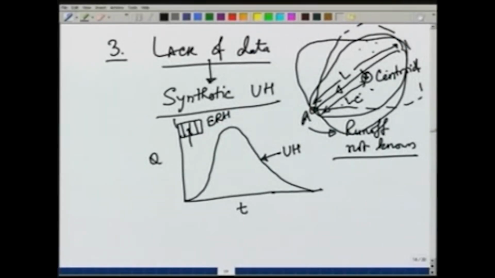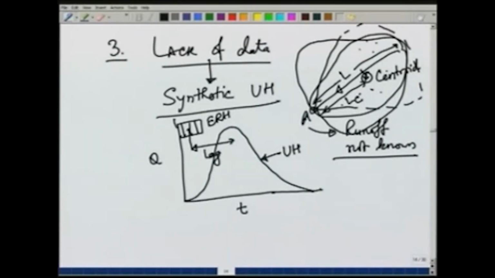And what is generally done is the lag between the peak of the unit hydrograph and the centroid of the rainfall is typically taken as a function of the basin size and shape, and there are a lot of empirical relationships based on observed values of these lags and the corresponding length and LC.